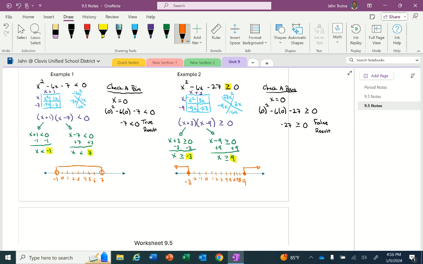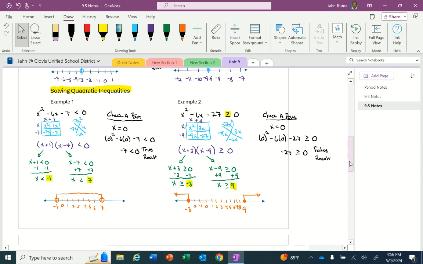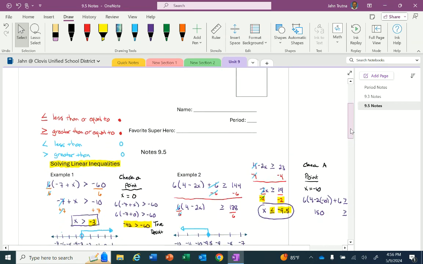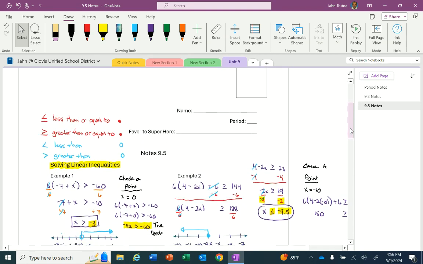Okay, so there we go, you guys. There is 29 minutes of solving quadratic inequalities and solving linear inequalities, which is 9.5.